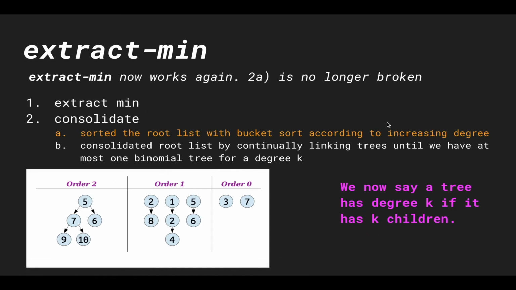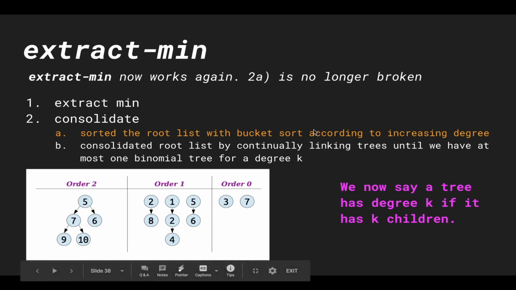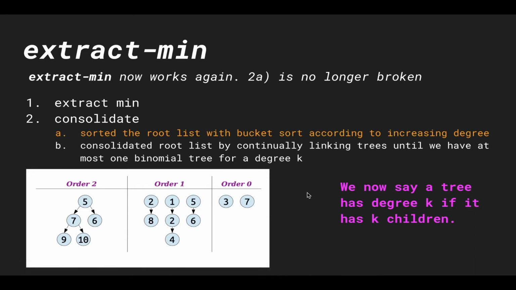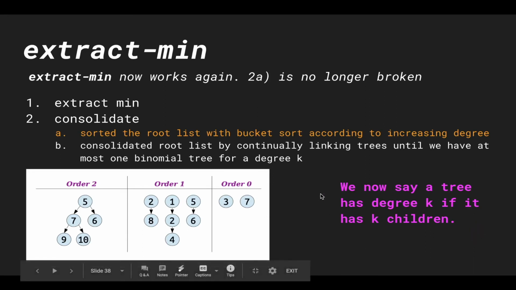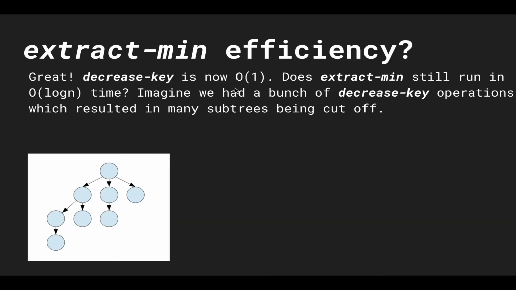2a, the step right here, is no longer broken because we have changed the definition of a tree of degree k. We are now able to properly clean up, consolidate, and coalesce our heap data structure with the new definition of a degree k tree. And we now say a tree has degree k if it has k children. So this is great. We were able to get the decrease key down to O of 1 runtime, and we were able to fix extract min.